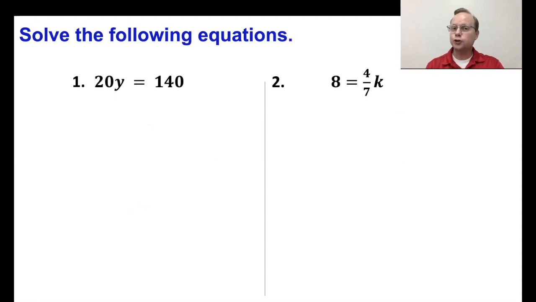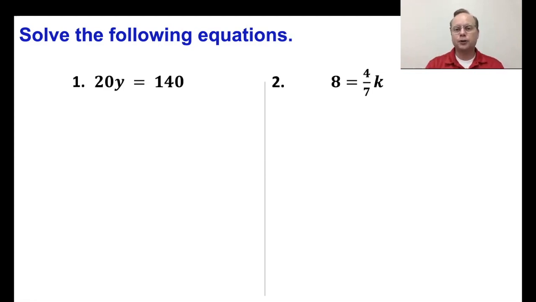Okay, number 2 is a little tricky because it was 4/7 k. Well, what is it going to take for me to get k all by itself, or 1k? That's what I want. And to do that, think of the reciprocal. That's your hint. You can pause the video now and try to work through that one if you'd like. If not, it's the reciprocal.